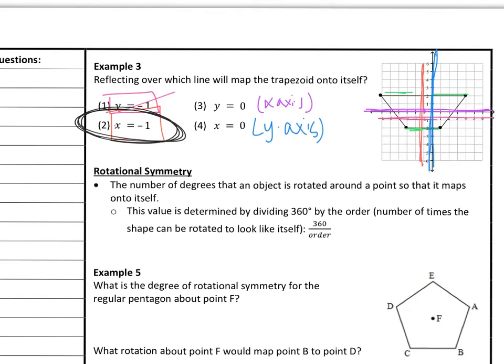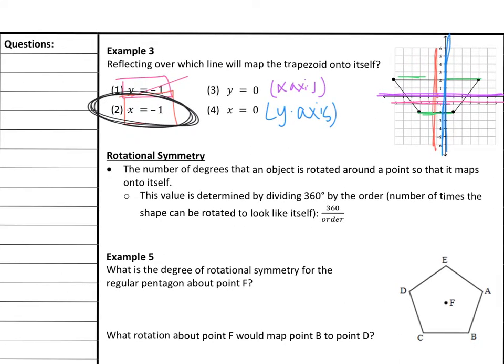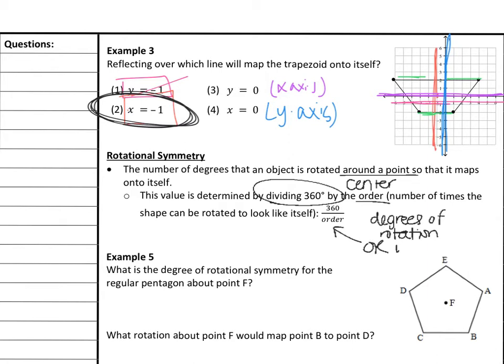So next we've got rotational symmetry, and that is relating to the number of degrees that an object is rotated around a point, and usually that point is the center. Let me just write that in. Around a point such as the center of that shape, so that it maps onto itself. And we divide 360 by the order, which is the number of times the shape can be rotated to look like itself. Or the order could also be the degrees of rotation, or the number of sides.